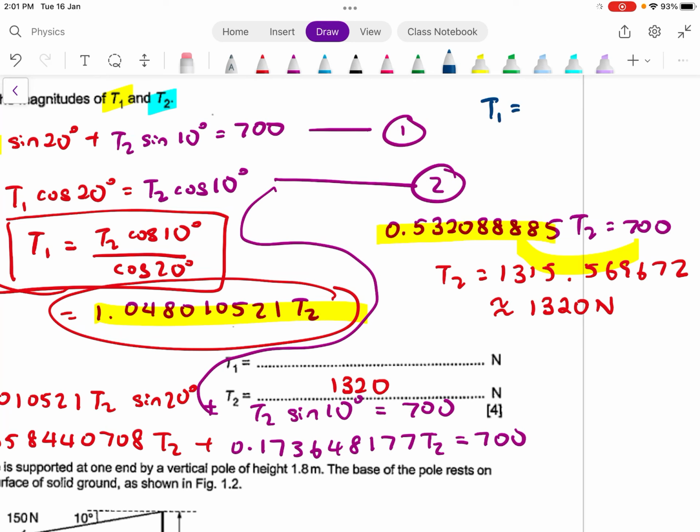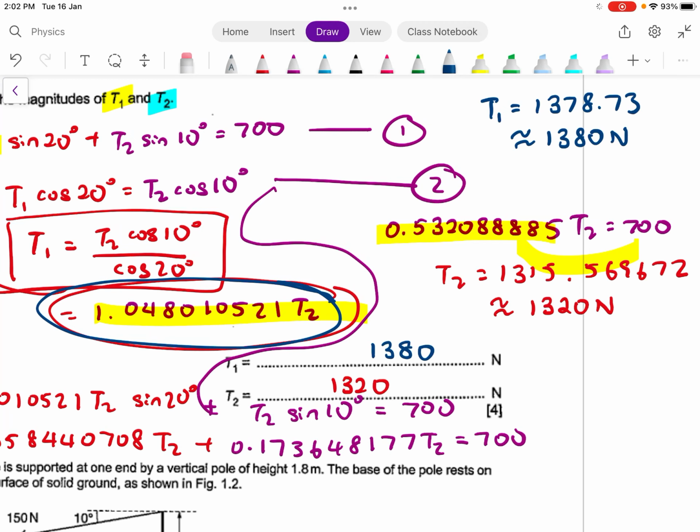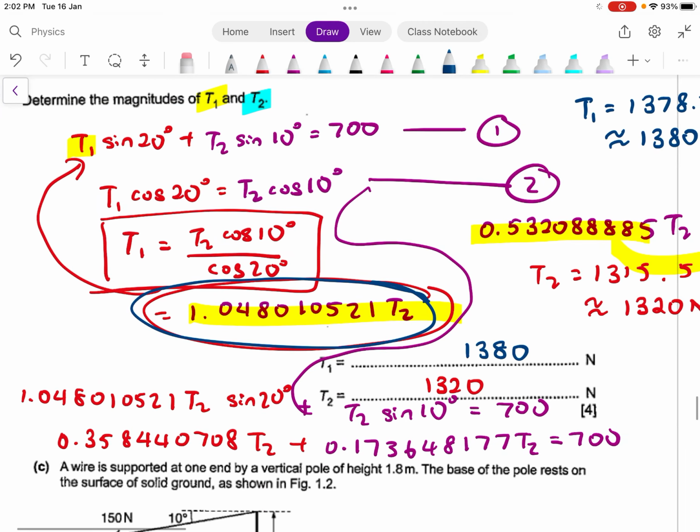1.3. Okay, I use this thing times 1.04801051 times T2, meaning T1 is equal to 1378.73, and so forth. So just put 1380 Newton. So that is how we solve. 1380 Newton. Okay, so with this, I'll move on to the next part, C.